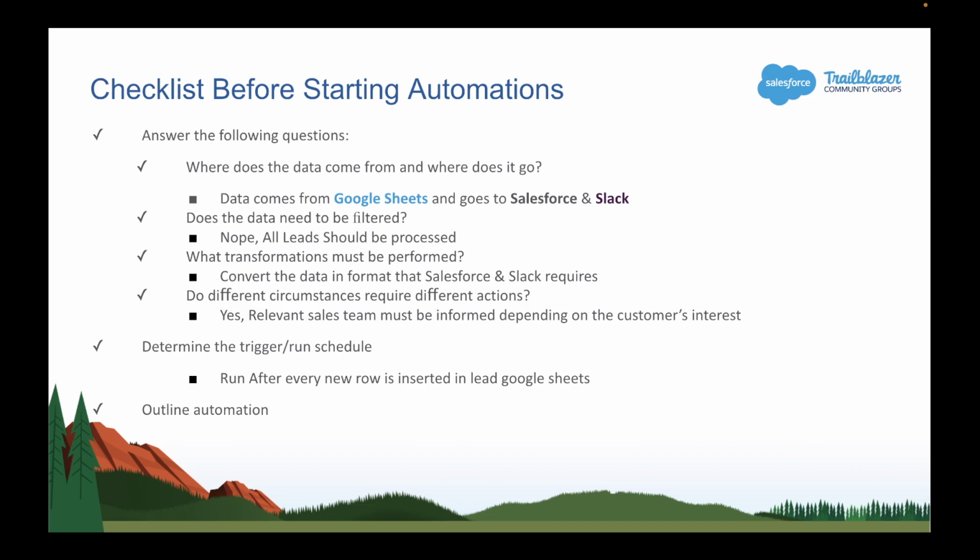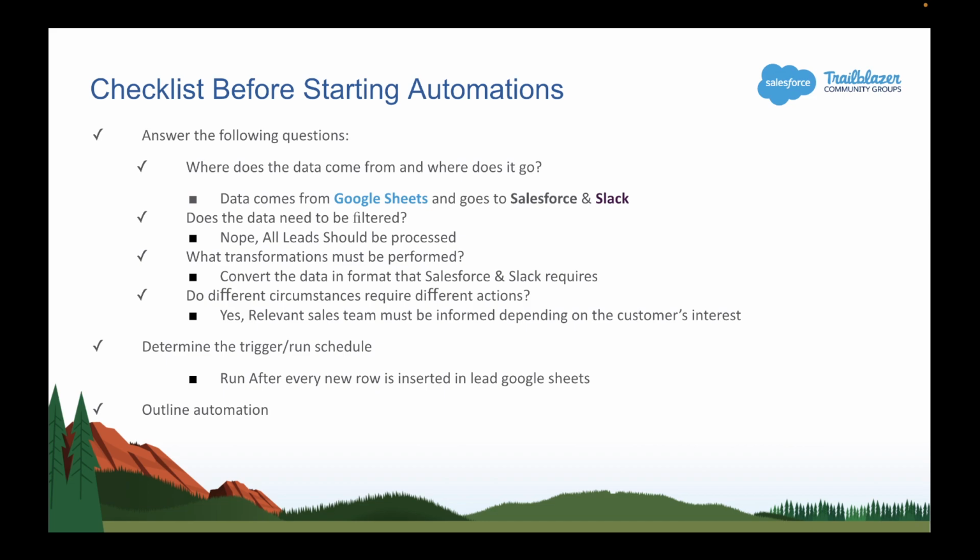Two different circumstances require different actions. Yes, the relevant sales team must be informed depending upon the customer's interest. Right now, NTO is currently selling only scooter bikes, and there are also general inquiries about it. NTO has a different sales team for bikes, a different sales team for scooters, and also a different sales team for just answering general inquiries, right? So we have three different Slack channels present.